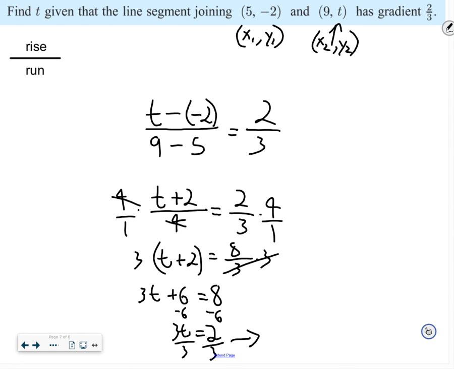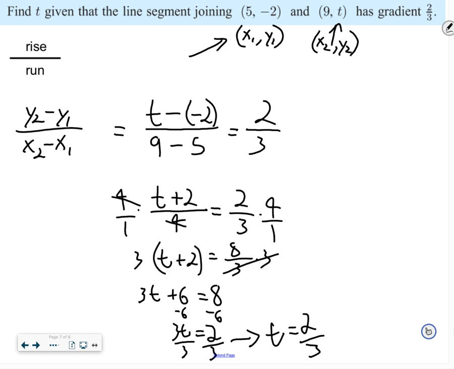So I see that t is equal to 2/3. Okay, so again, remember, this is coming from our equation of y2 minus y1 over x2 minus x1. Define your variables, substitute them into your equation, and then solve it out.